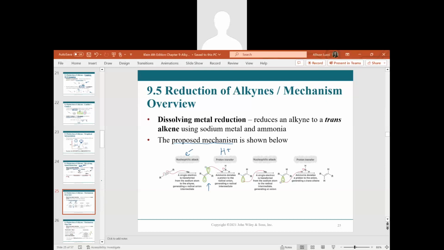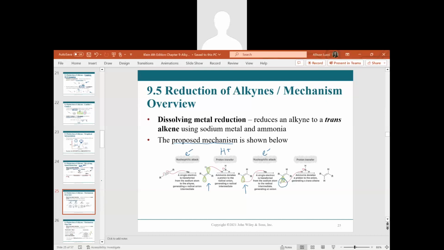So ammonia will donate a proton to the radical anion, and then we get just a radical intermediate, because the anion has grabbed that proton, that lone pair, so that has been neutralized. So now we just have a single lone electron here, and then we have this next step. We have another nucleophilic attack. This sodium acts as a nucleophile, so we move another electron here in this step, and now we have a lone pair that has resulted.